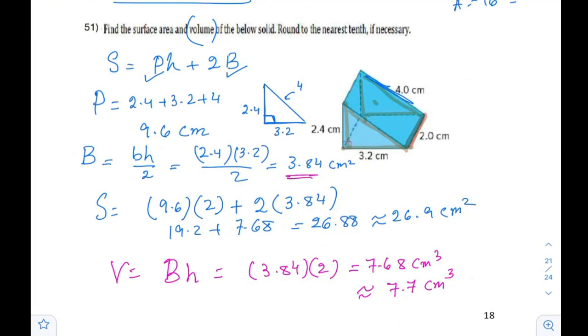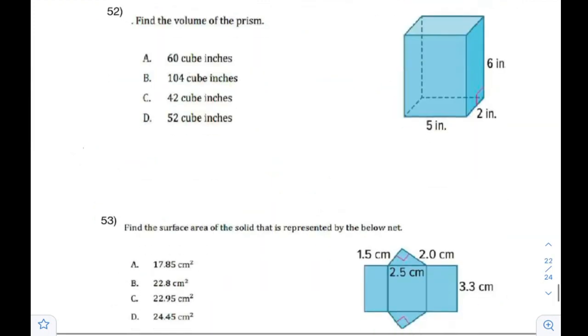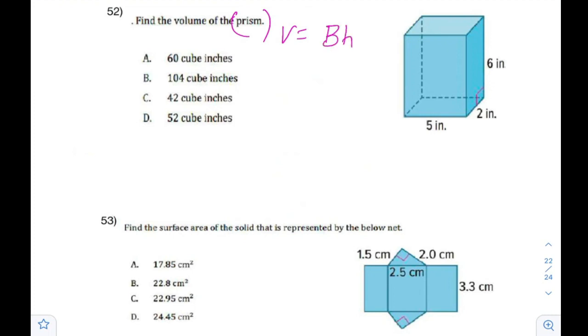Find the volume now for this prism. طبعا the volume for the prism is area of the base times height. In the rectangle, this is the base, يعني length by width. So simply it is length by width by height. So it is the easiest question ever, which is 60 cubic inches.